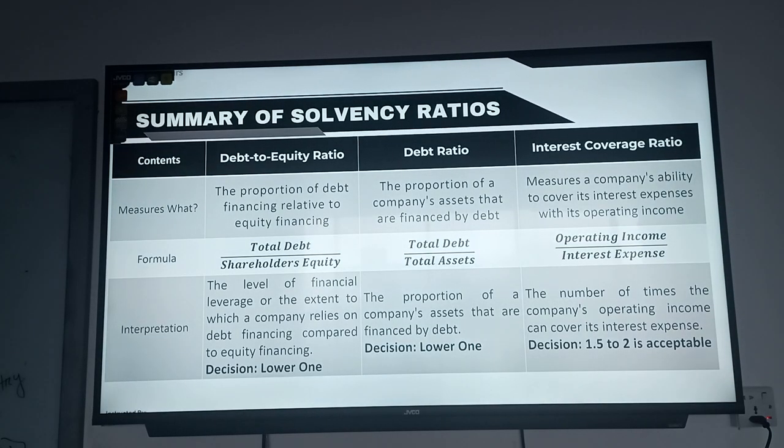So let's move on to our summarized ratios, which we will cover today. The debt to equity ratio compares a company's debt to its shareholders' equity: how much debt a company has and how much equity they have. So the formula is total debt divided by shareholders' total equity.